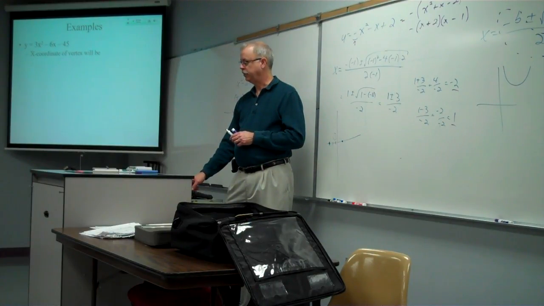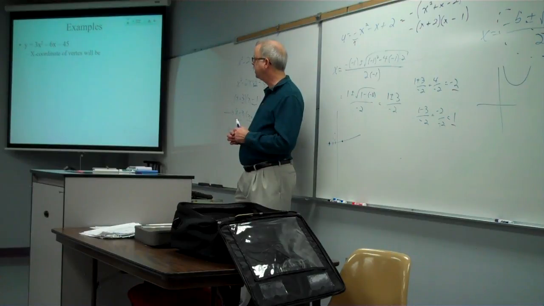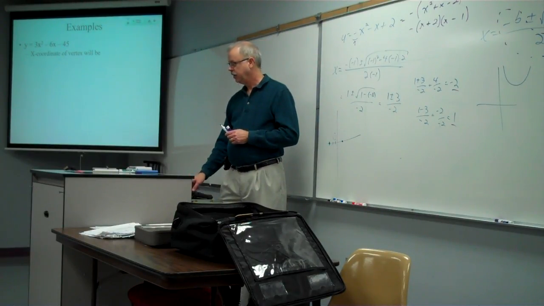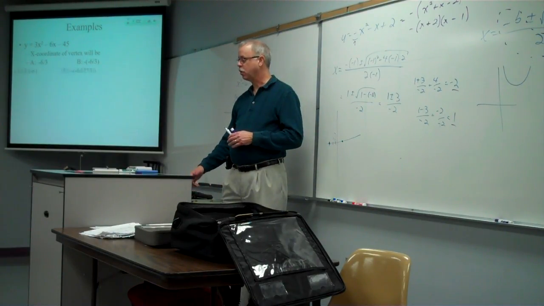Let's work through another example here. We've got y equals 3x squared minus 6x minus 45. First thing we want is, well, what's the x coordinate of the vertex?